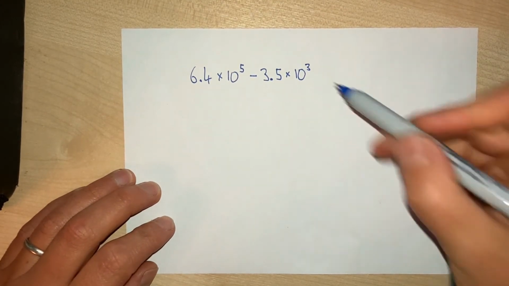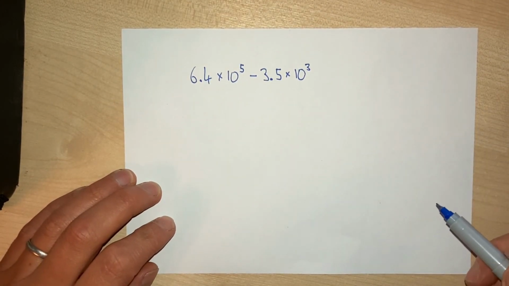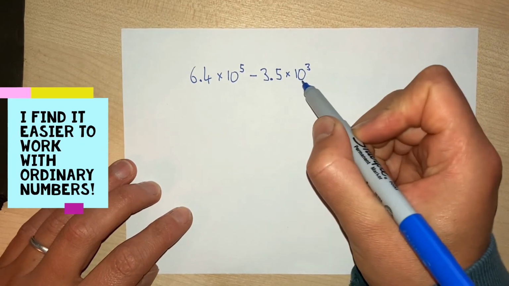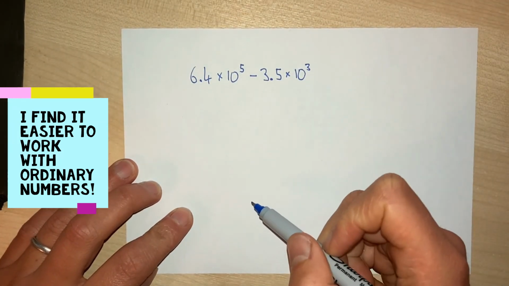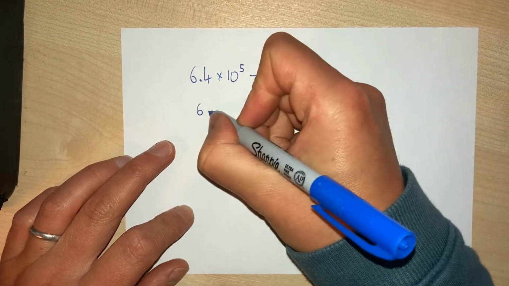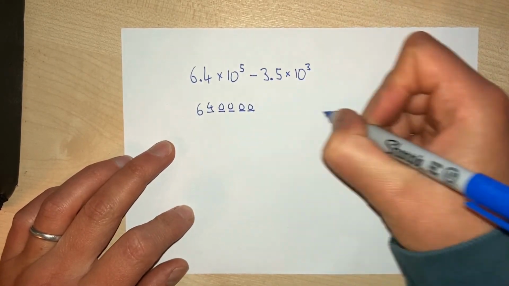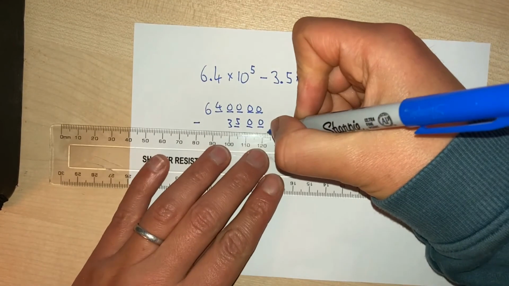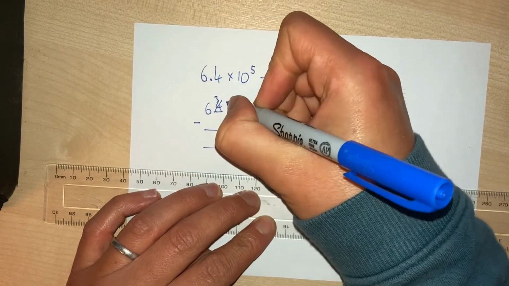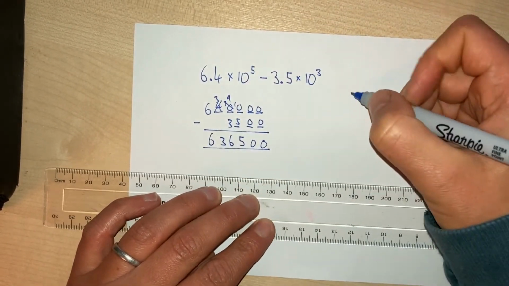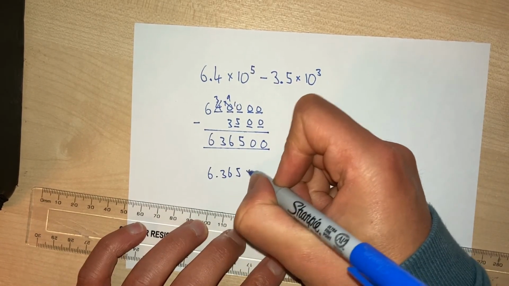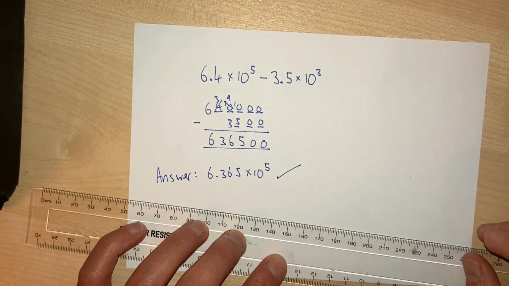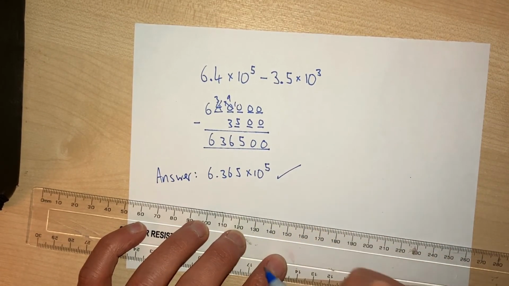Sometimes we get asked to do calculations in standard form without a calculator. My advice is to turn it into an ordinary number first, then do the calculation, then put it back into standard form, like follows. Here we have the answer in standard form.